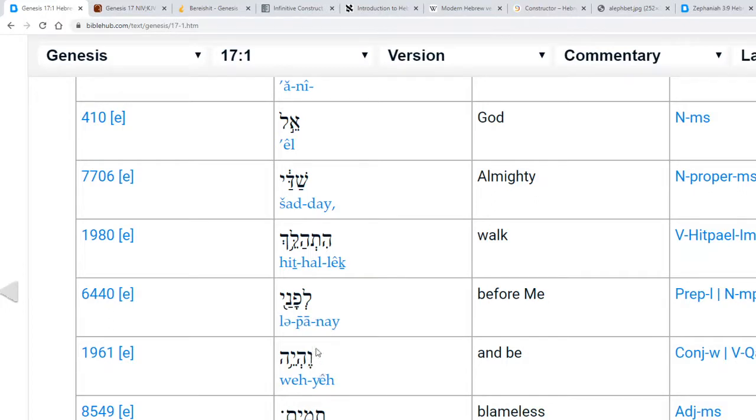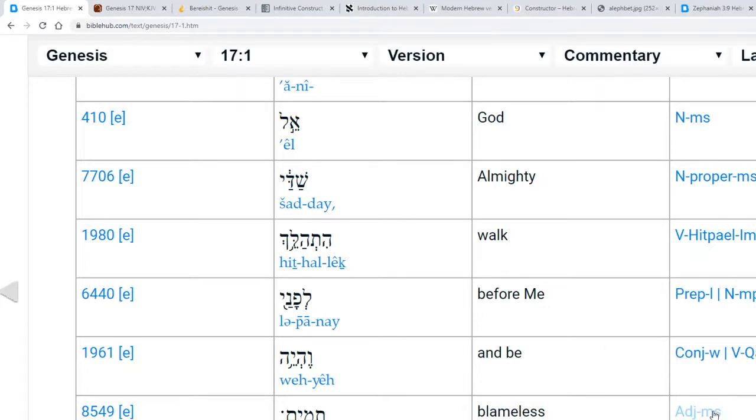Vehyeh. So again, the root is hey yud hey, to be, in the conjunctive, and it's in the imperative. It's saying "and be tamim." They're translating that as blameless. It actually means whole. You can look in your concordance and try to figure out that word. Tam can be simple, can be whole, can be pure, and they're translating here as blameless. Adjective, masculine singular.